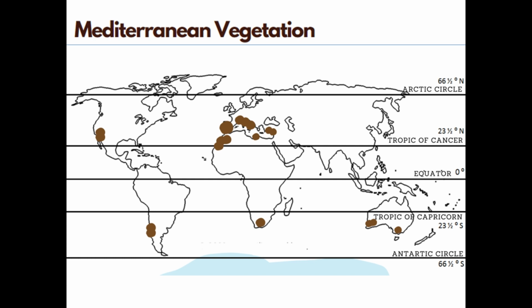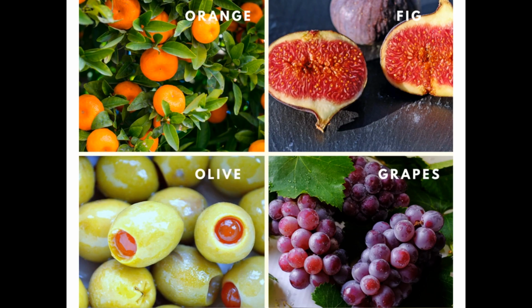These forests experience mild rainy winters and hot dry summers. And citrus fruits like orange, fig, olive, and grape are cultivated here. The Mediterranean region is said to be the orchards of the world for its fruit cultivation.